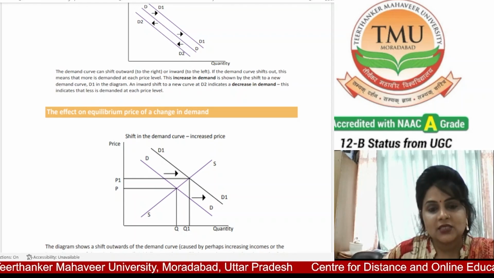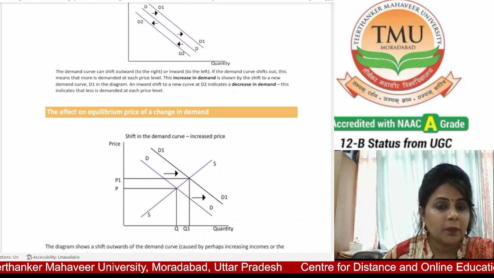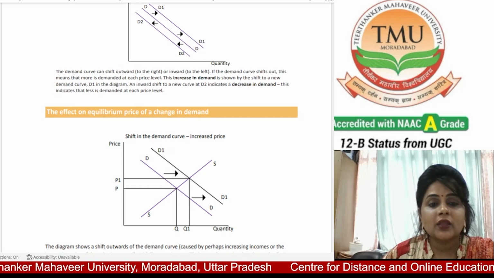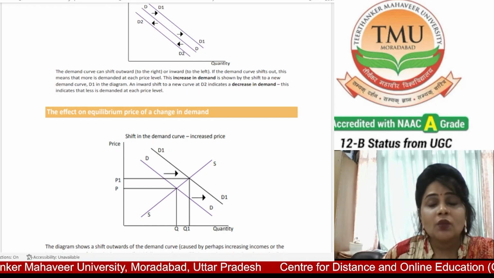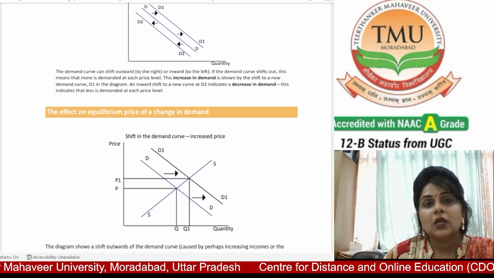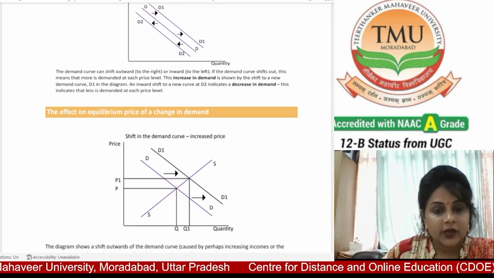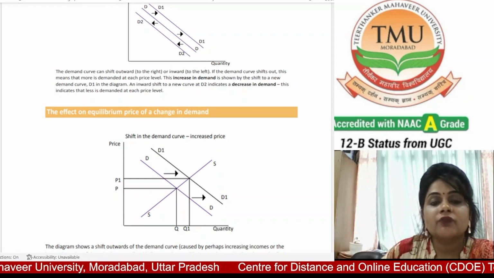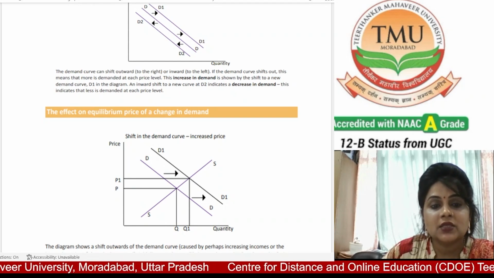Government policies may also have an impact on the demand for certain products. When the government takes more taxes on things, the demand curve shifts inward, because the cost of the things is also increased.